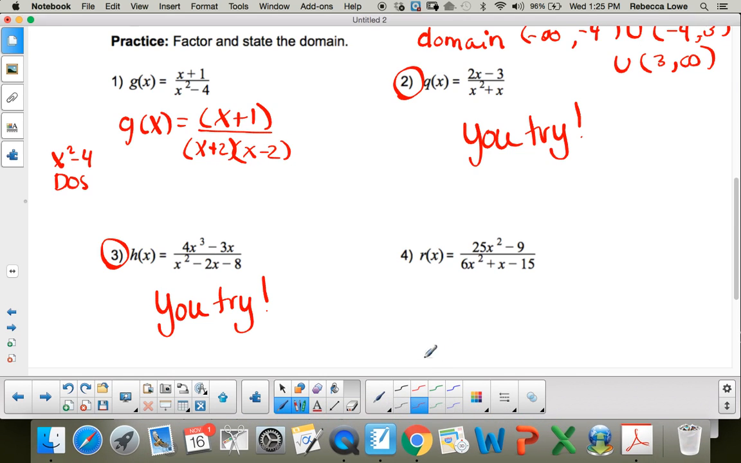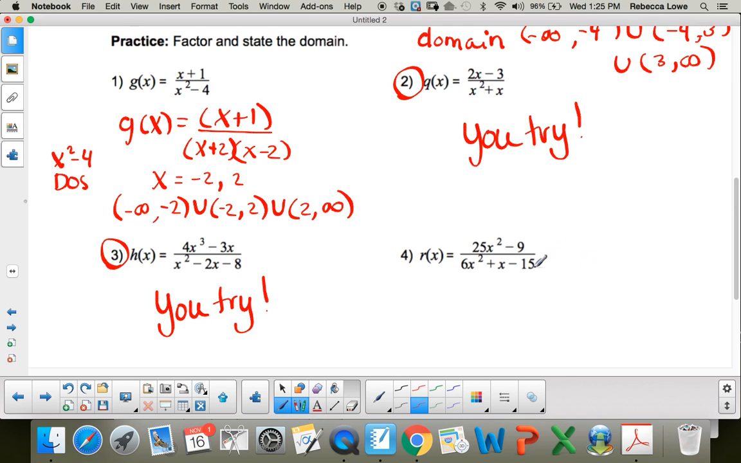You should be able to factor those very quickly. So the restrictions are negative 2 and 2. That's what would make these 0. And the domain would be from negative infinity to negative 2, then from negative 2 to 2, then from 2 to infinity. So these are the asymptotes. We'll talk about asymptotes. So the graph basically skips over those two numbers.